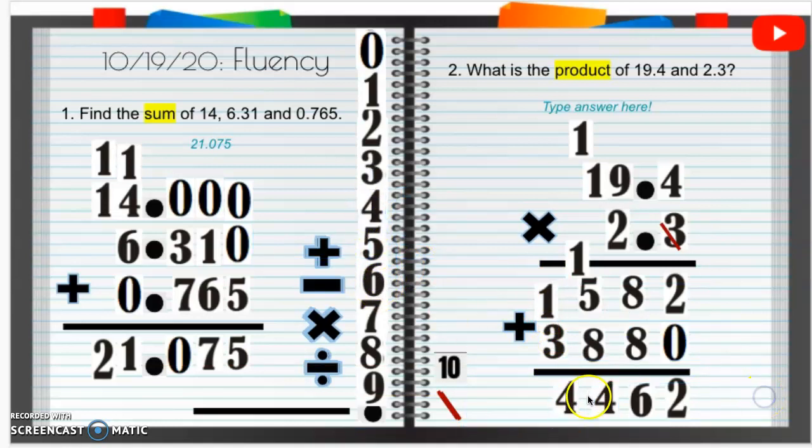Is my answer 4,462? No, why not? We forgot to put our decimal points back in. So this decimal point, we have 1 that we go in 1 time. Then we go to the next one, we go in 2 times. So this decimal, we're going to go in 1, in 2. So it's going to go between that 4 and the 6. Yay. So our answer is going to be 44 and 62 hundredths. That's it. Great job.